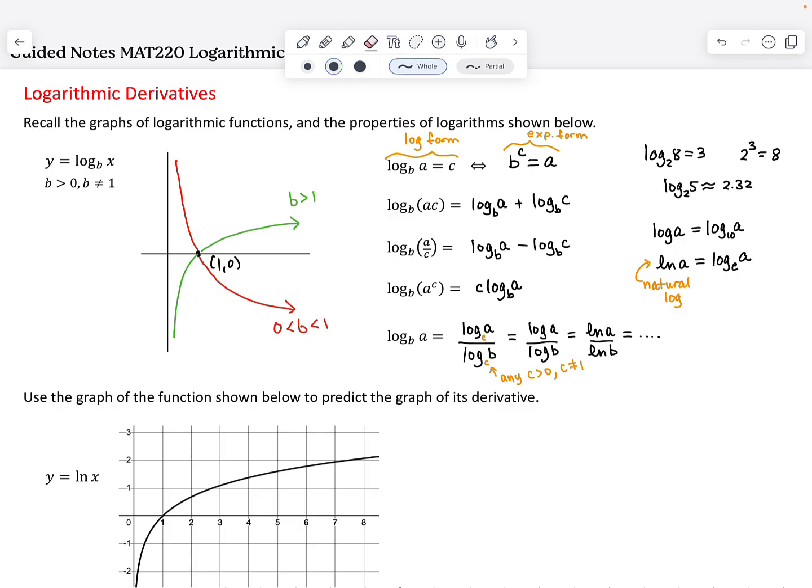Now, neither one of these graphs has a horizontal asymptote. This green arch does climb up to positive infinity eventually. There is no horizontal asymptote. And this red curve will drop to negative infinity eventually. There is no horizontal asymptote.